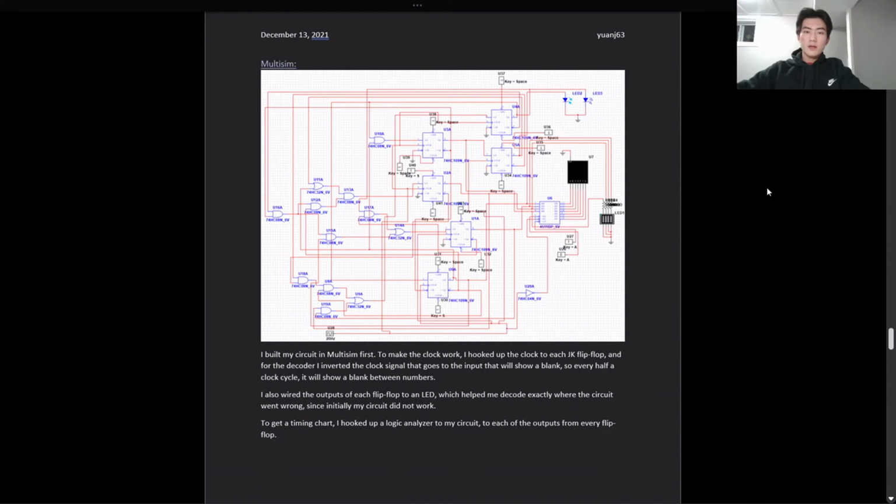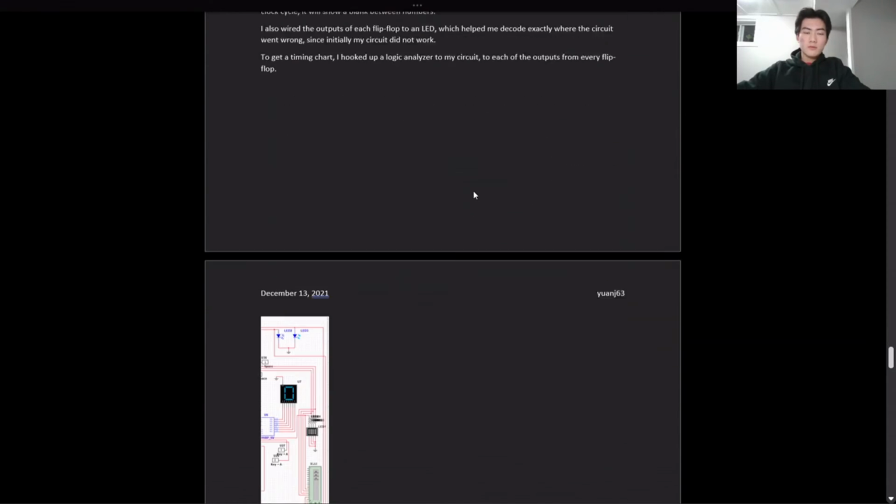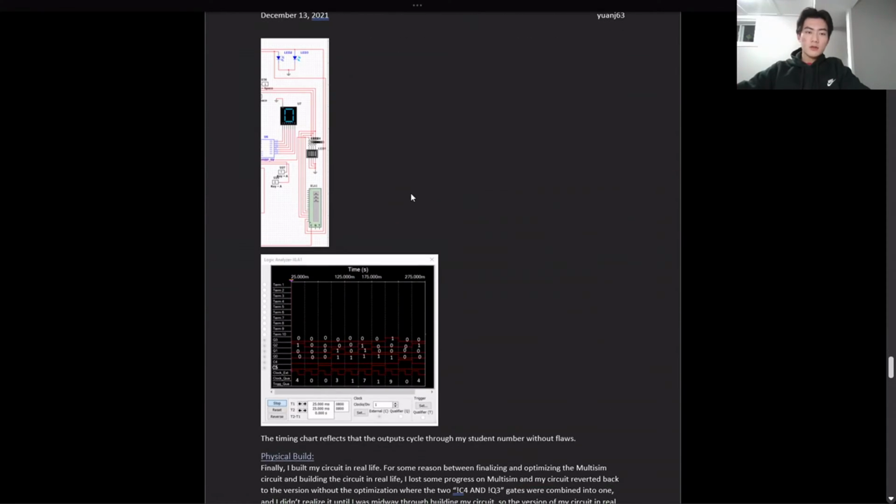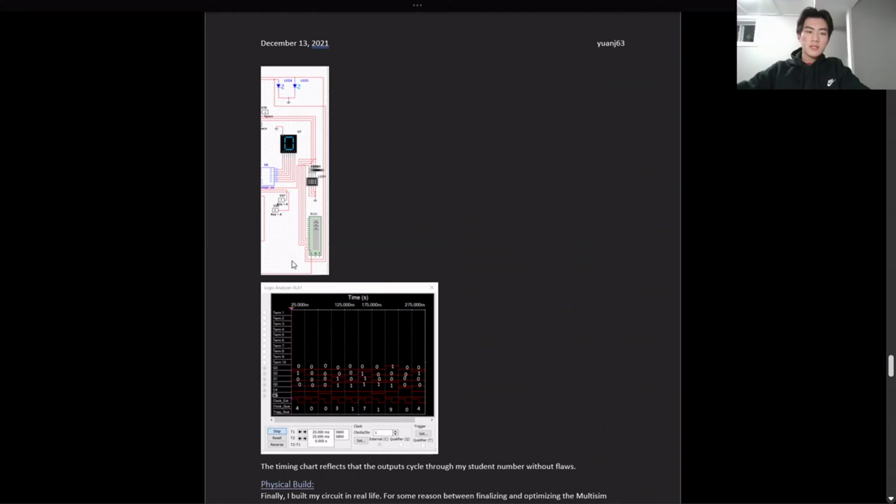Using all of the work that I did in the analytical section, I was able to produce this awesome simulation of my circuit in Multisim. For the Multisim circuit, I also hooked up a logic analyzer to it so that I could get a timing diagram for my circuit.